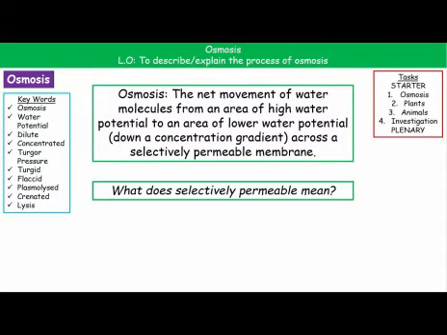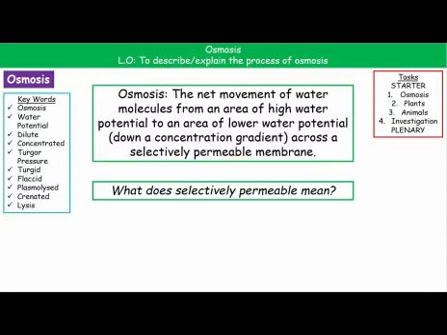What we're going to be doing today then is having a look at another very important process in living things called osmosis. Now the first thing we actually need to know then is the definition for osmosis. So what I want you to do is write down this definition in that top box for me. So osmosis is the net movement of water molecules from an area of high water potential to an area of lower water potential across a selectively permeable membrane.